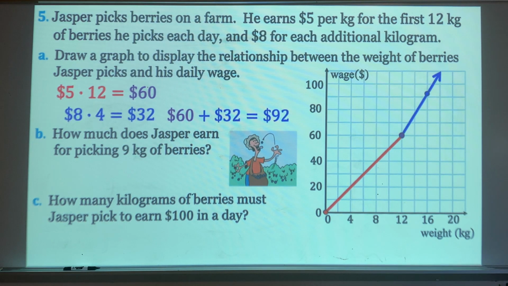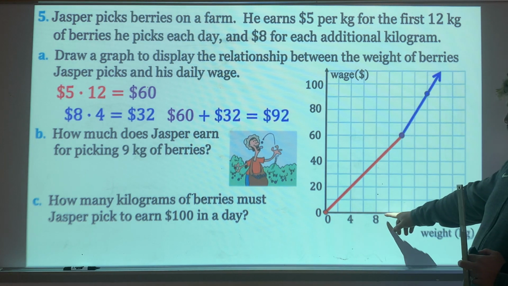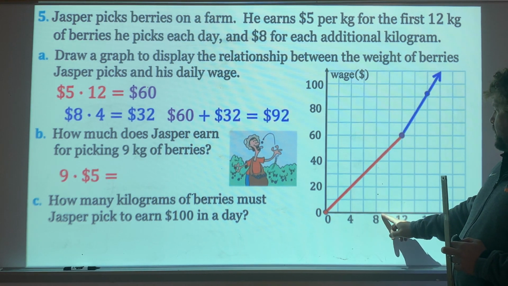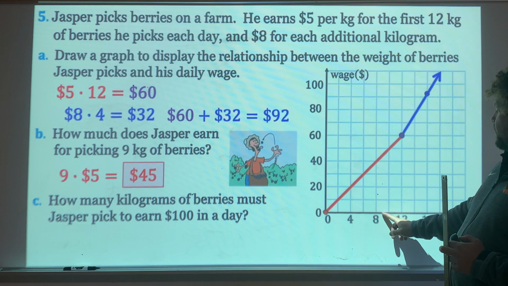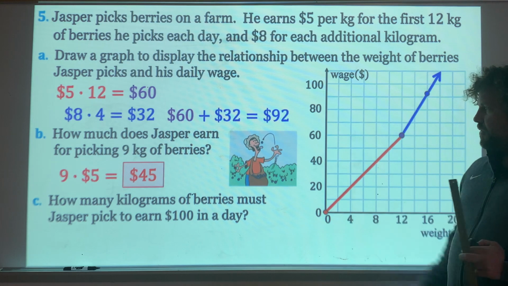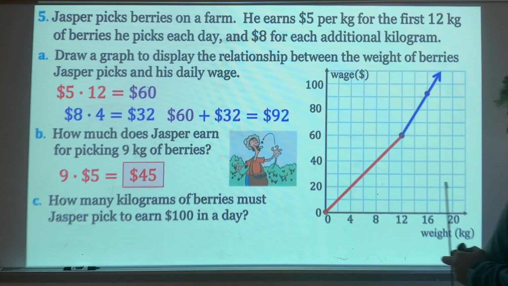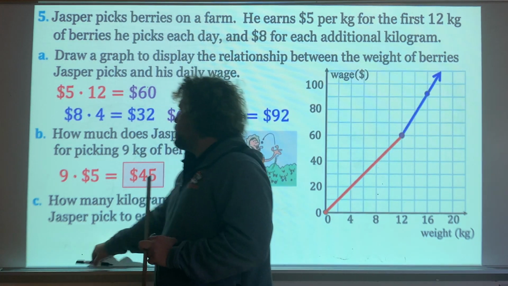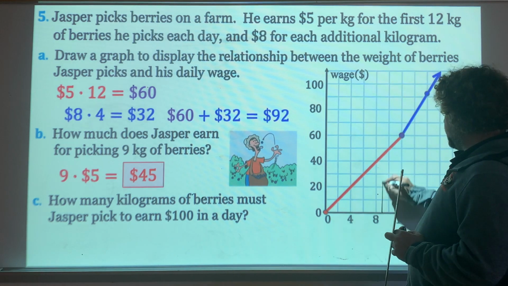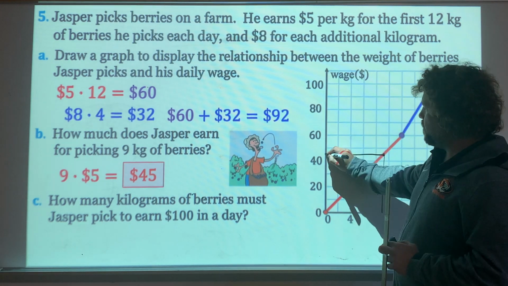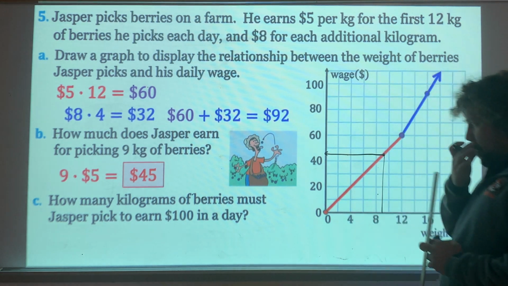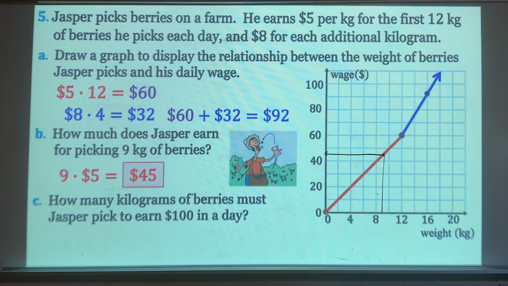How much does he earn for picking 9 kilograms of berries? 9 is right here. 9 times 5 is 45, or you can use your graph right here. 45. All right. 9, right there, $45. How many kilograms of berries must he pick to earn $100 in a day?